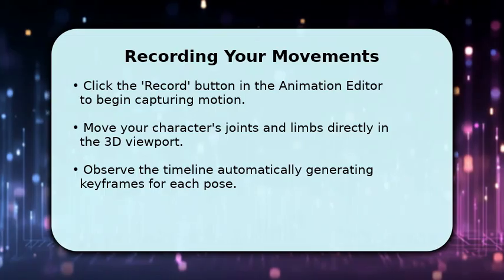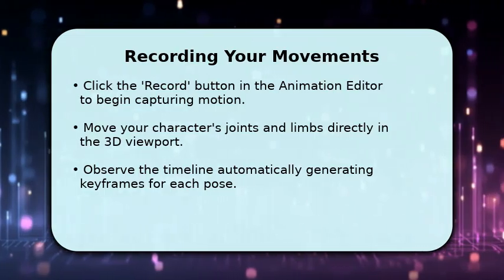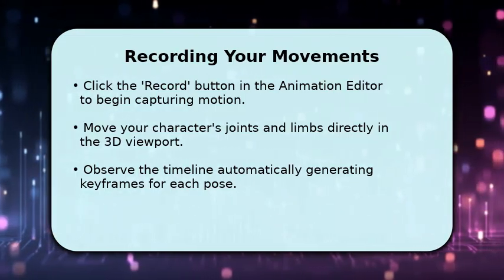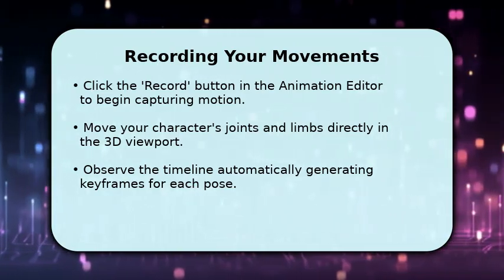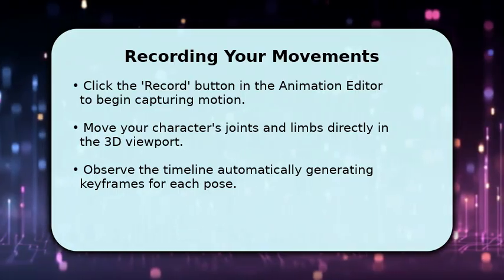Once your rig is prepared, it's time to record. Simply click the Record button within the Animation Editor to start capturing your movements. You can then directly manipulate your character's joints and limbs in the three-dimensional viewport.